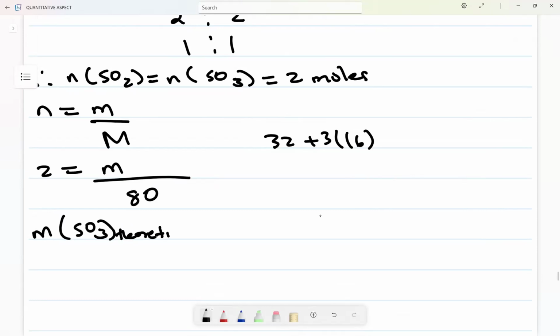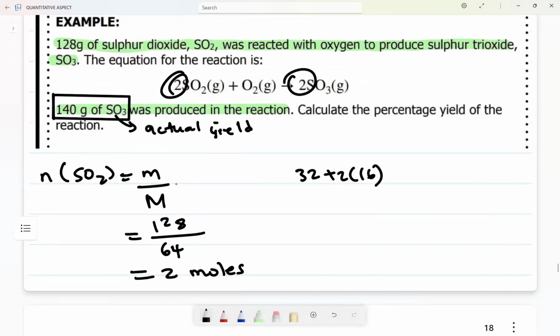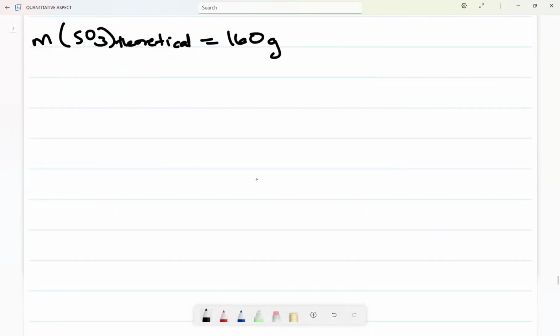Then the mass of SO3, theoretical, is equal to how much? 160 grams. Okay, 160 grams. Remember, the actual yield, the one that you actually get or produce, is going to be less than the one that you calculate, because when you calculate, we assume that there are no errors. But during the production of something, there might be errors.